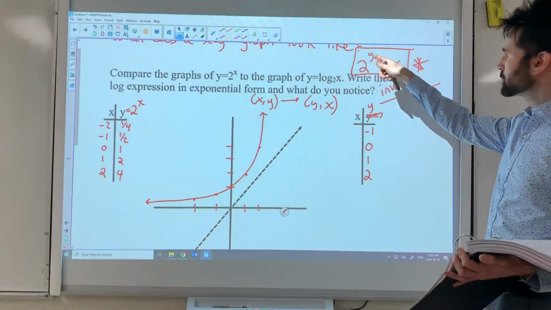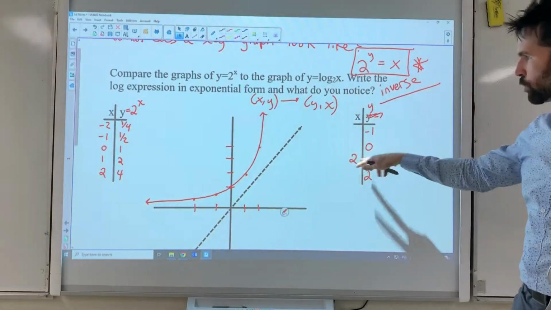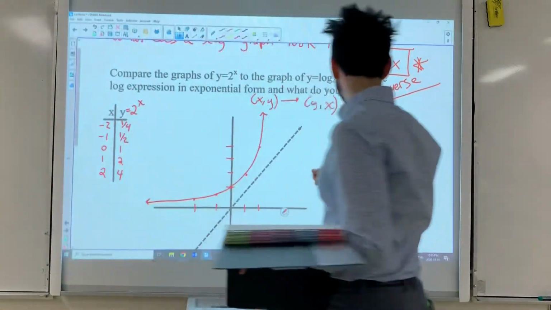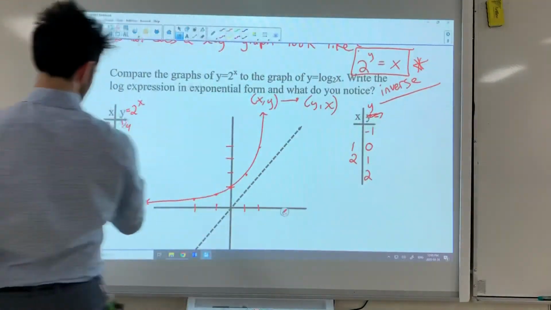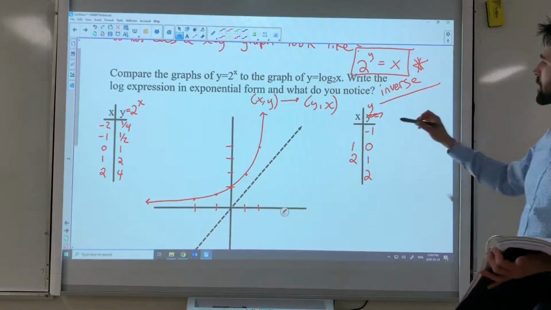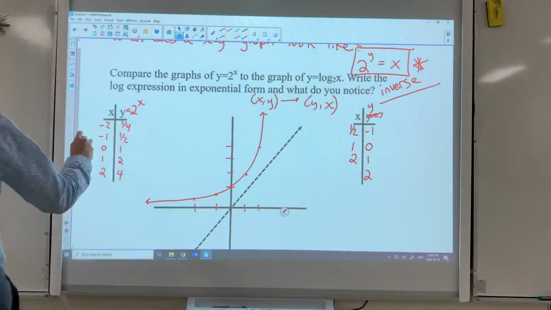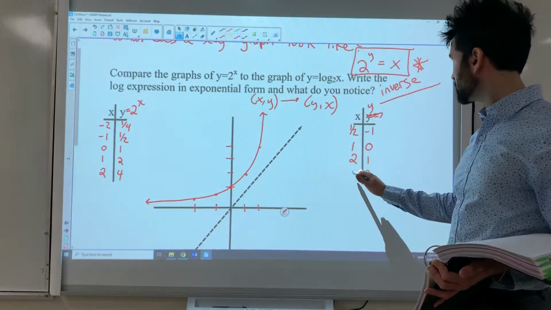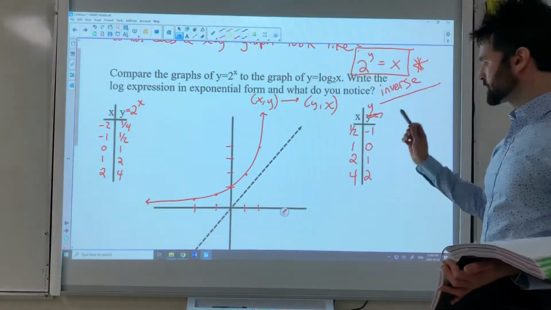Plug in y equals 1. 2 to the 1 is 2. Now, do we have the point 1, 2 on the other side? Ah, we do right here. So the point 1, 2 becomes 2, 1. Well, what if y was 0? Anything to the power of 0 is 1. Do we have the reverse point over here? Aha, yes we do. We got the point 0, 1. So it seems like this is becoming an inverse. If I use -1 for y, then I get a half for x. Do we have that point somewhere? Oh, there it is. This is really looking like an inverse. If y is 2, then x would have had to have been 4. Right there, okay? So it's an inverse.